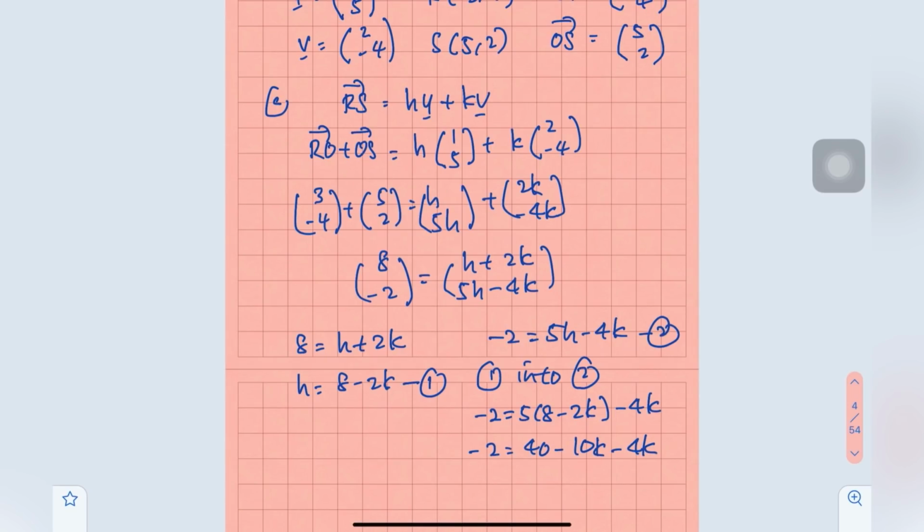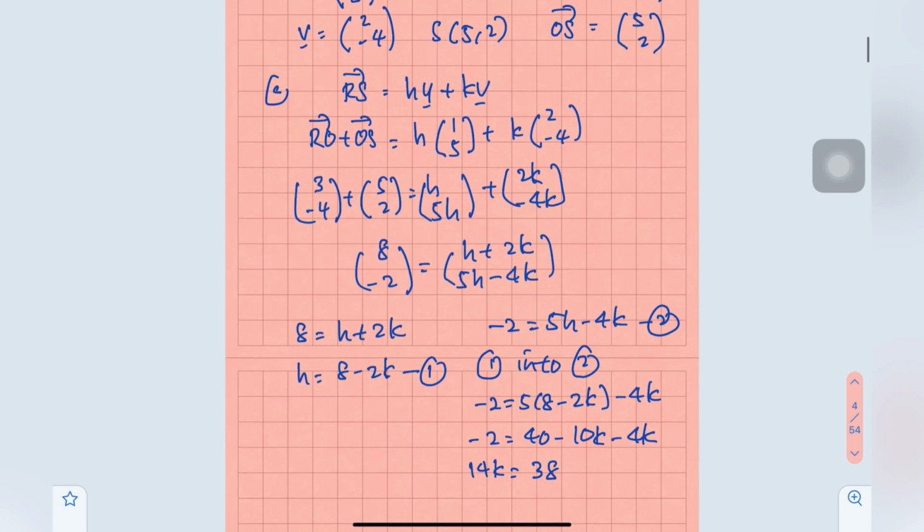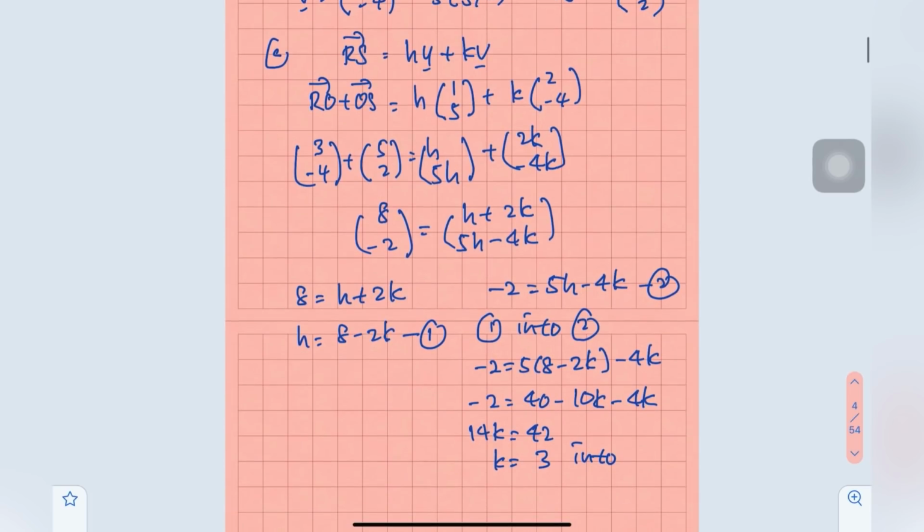So kita dapat 14k equals 42. Okay, 42 equals 42. So then k equals 3. Okay, so k equals 3 into 1.